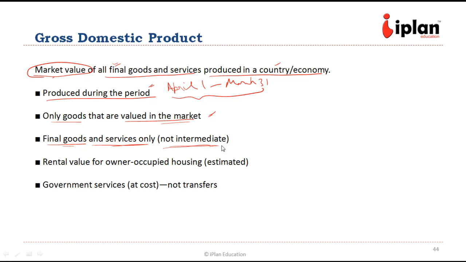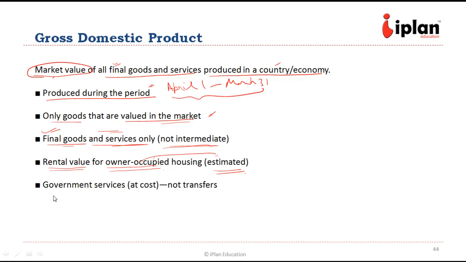So either we can just count the value added at each stage, or we can just count the value of final goods or service. Then we also count the rental value for all kinds of housing, and if it is owner occupied, then we have to use the estimated rental value. So that is also a part of GDP.